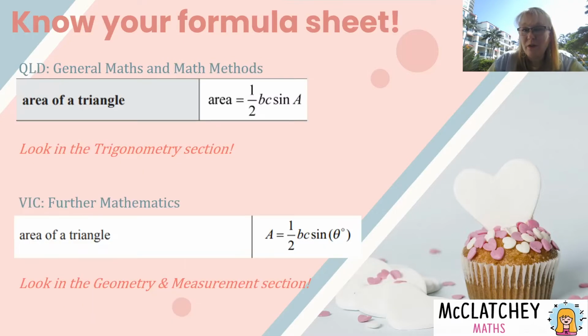You also need to know your formula sheet. If you're in Queensland studying general maths or maths methods, or Victoria, you're going to look in different parts of your formula sheet. In Queensland you'll look in the trigonometry section and use the variables B, C and A, where angle A is what you do the sine function on. If you're in Victoria studying further mathematics, the formula looks slightly different. Instead it's angle theta instead of capital A, and you'll be looking in the geometry and measurement section.